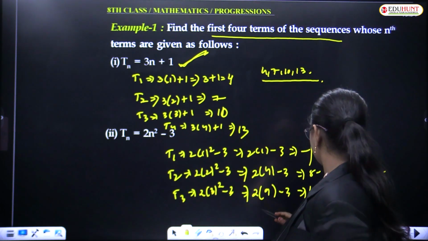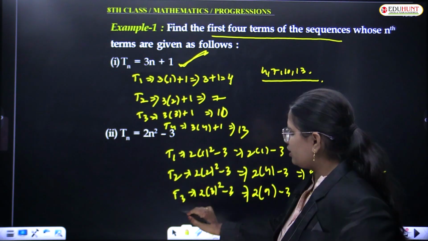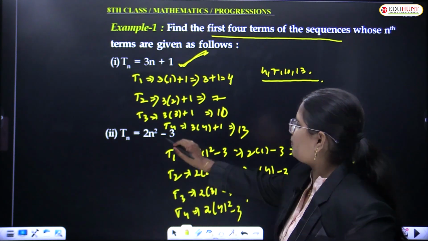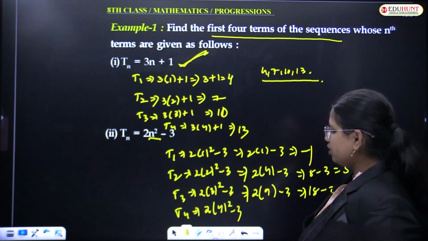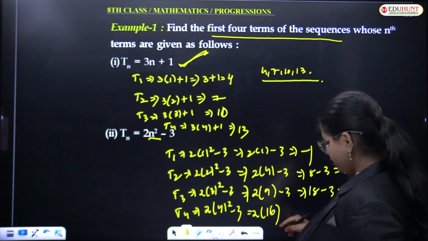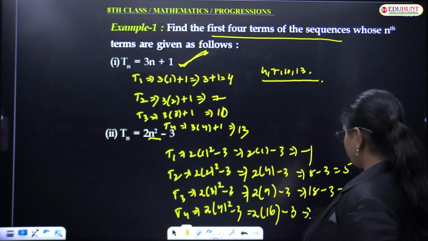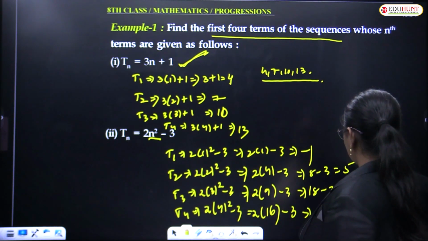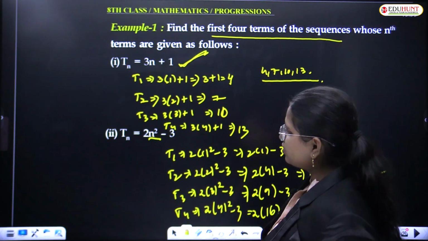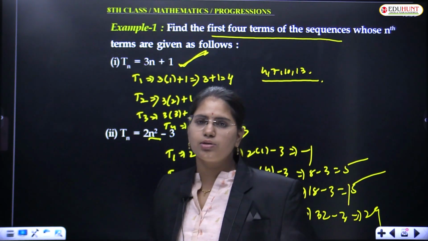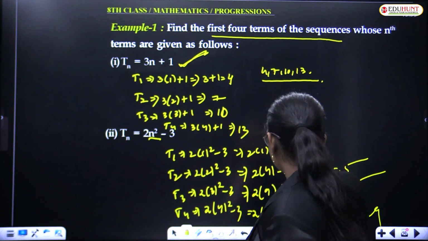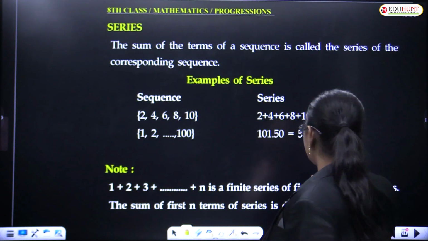Next, T4. What is T4? 2 into 4 square minus 3. In the place of n I am substituting 4, which is 2 into 16, since 4 square is 16, minus 3. 32 minus 3 is 29. Right. Here the common difference is 4. So with the help of Tn you can simply find out the values of all the terms of a sequence. Understood? So this is nothing but a sequence and its example.